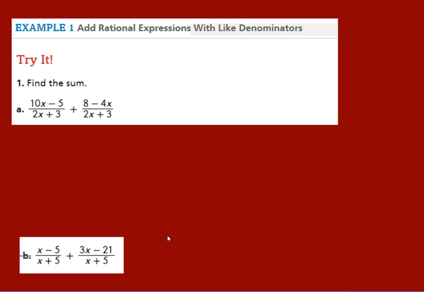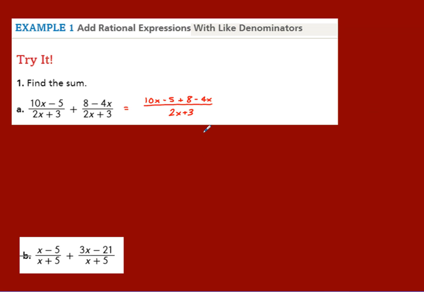When you add fractions, remember you have to have common denominators, or this book calls them like denominators. That's what this example is about. It says add rational expressions with like denominators, so they've already given that for us. Remember, when you add fractions, you add straight across, but you don't change the denominator. So we just add everything that's on the top. You don't have to do this every time; you can combine like terms without doing this. But I'm going to write it as is, all over 2x plus 3.